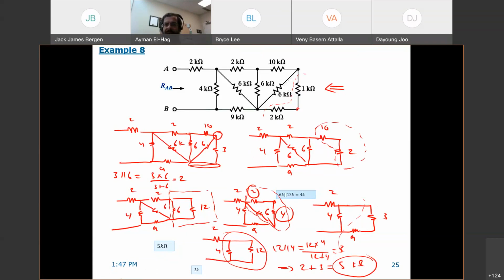I am having some questions here. Let me address them before we go on. Okay. How come the 6s are in parallel since there is a diagonal? Okay, I think you guys have some problem here. Let me revisit this.